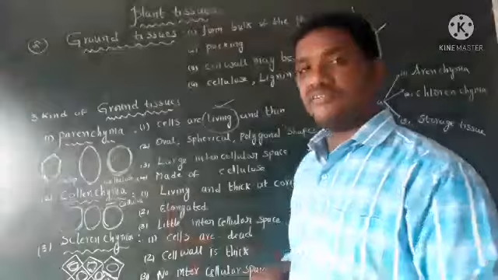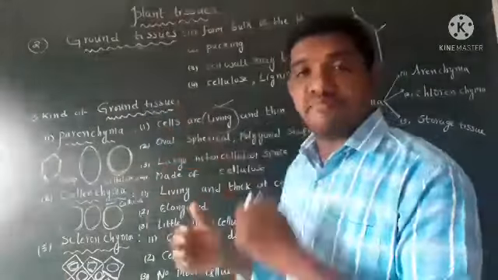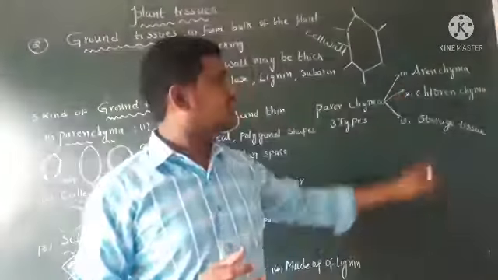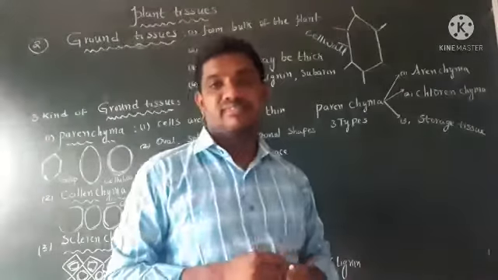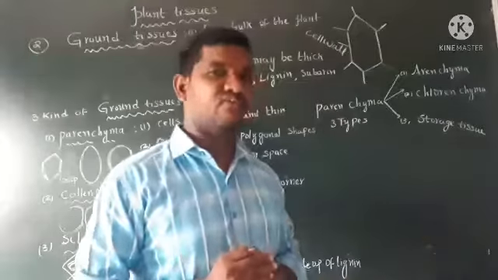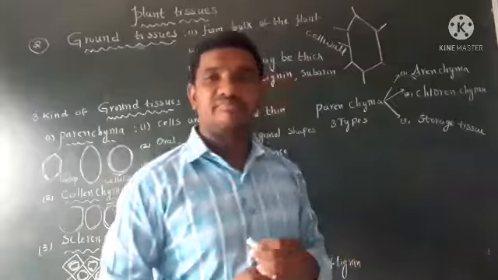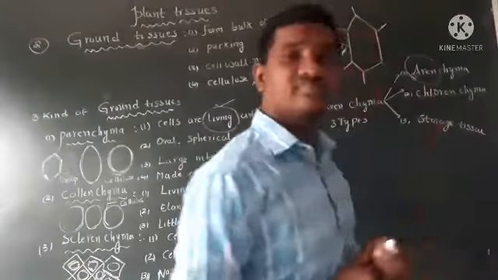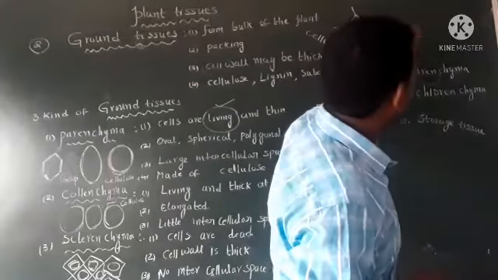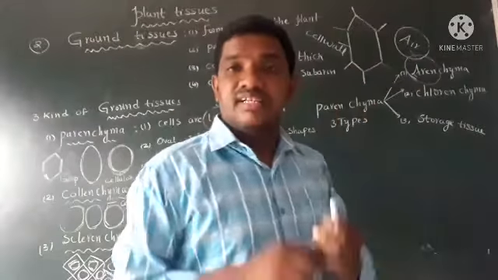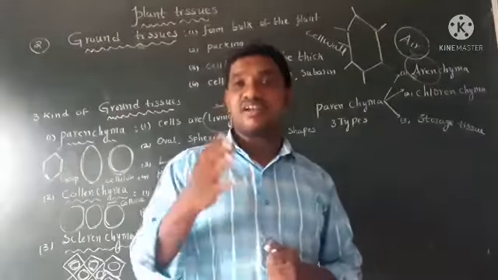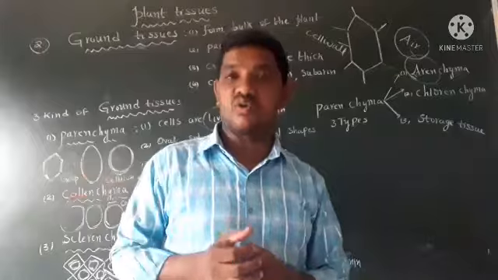That is about parenchyma. Again, parenchyma can be classified into three kinds. What are those? See, first one aerenchyma, second one chlorenchyma, third one storage tissue. Coming to the first one, what is aerenchyma? See the term aeren. Aer means air. The cells filled with air are called aerenchyma. See, some plants live in water. Those are called aquatic plants.